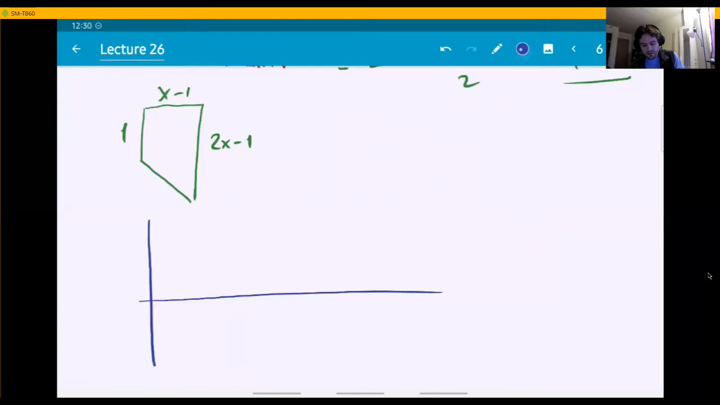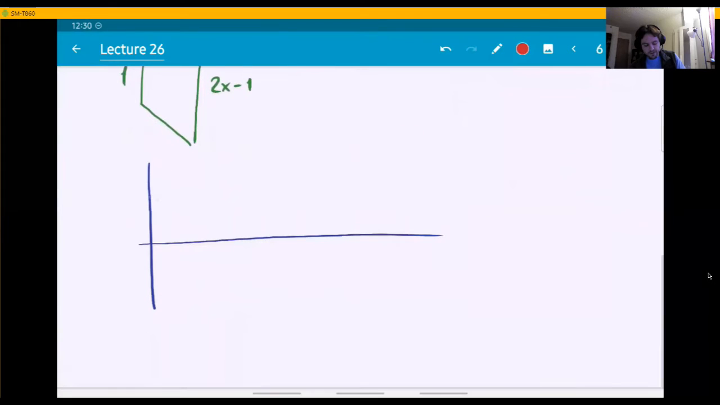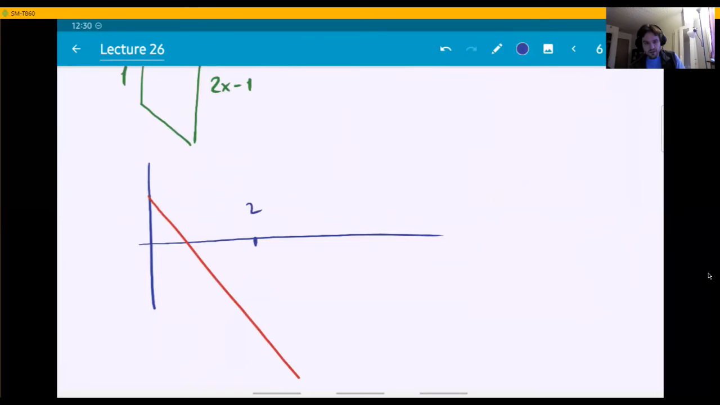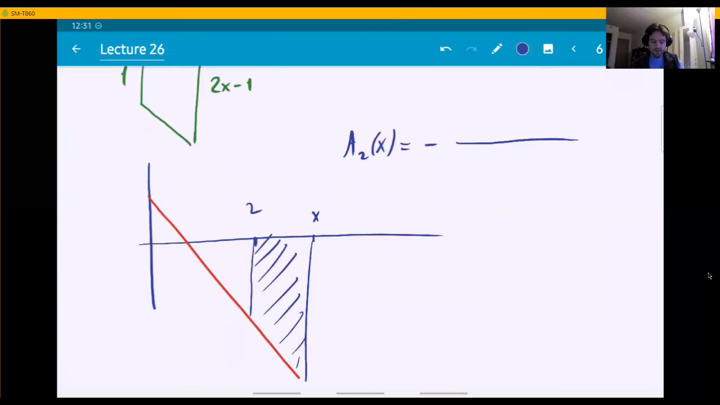Here is once again the function little f. Now we are talking about the number 2 instead of the number 1. So imagine you have some x larger than it. It's still a trapezoid. It's still the same reasoning. What happens is that a2 of x is now the negative of the area of this trapezoid. So we have to do the same computations.